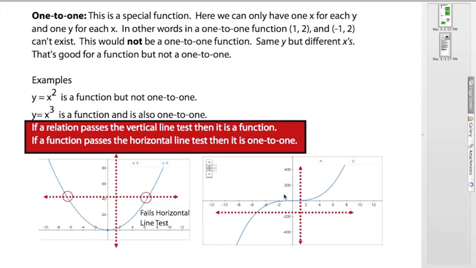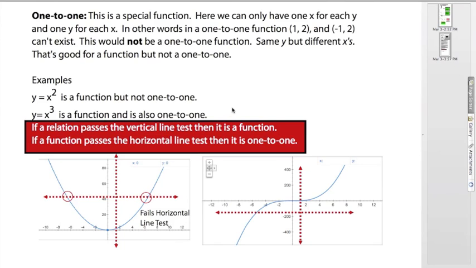Okay, so remember, vertical line test tells me if a relation is a function. If it's not a function, it's definitely not going to be one-to-one, because a one-to-one graph is also a function. So if it's a function, it passes the vertical line test. I check the horizontal line test. If it passes that one, then it's also one-to-one.